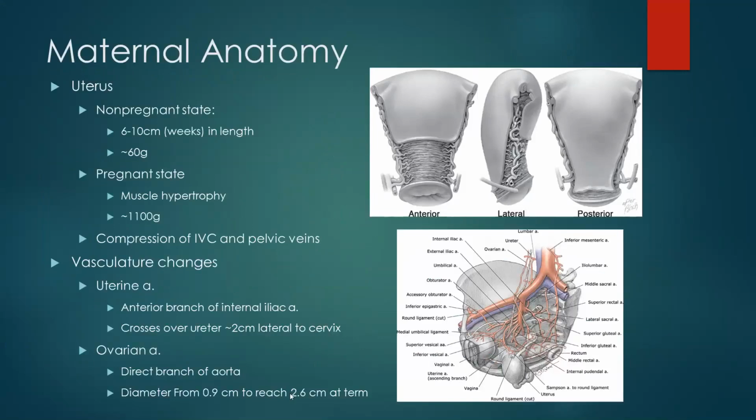The uterine artery is one of the branches off of the anterior branch of the internal iliac artery, and it crosses over the ureter about 2 centimeters lateral to the cervix. This will become significant later when we talk about hysterectomies. The other thing is the ovarian artery, a direct branch of the aorta, which in the non-pregnant state is about 0.9 centimeters, but in patients close to term reaches over 2.5 centimeters. If you had an injury to that vessel, imagine how significant and how rapid that blood loss can be.